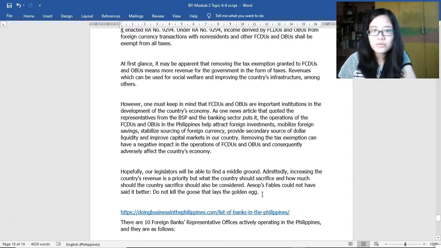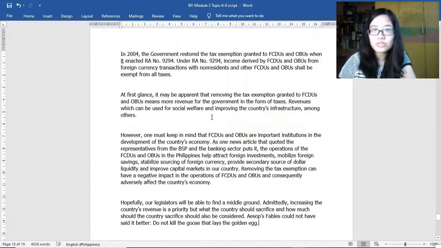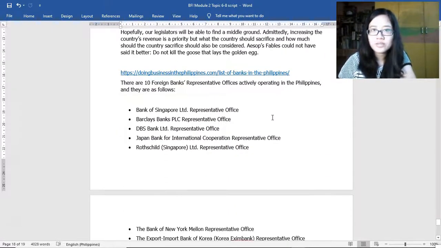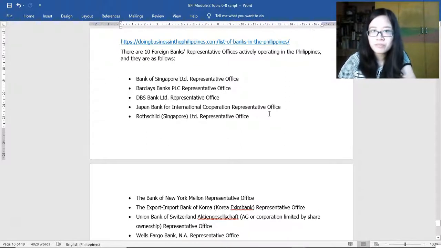Okay. So it's kind of hard to find a middle ground actually. But then again, this is in 2008. It's already 2021, so we'll see what they've ended up doing.